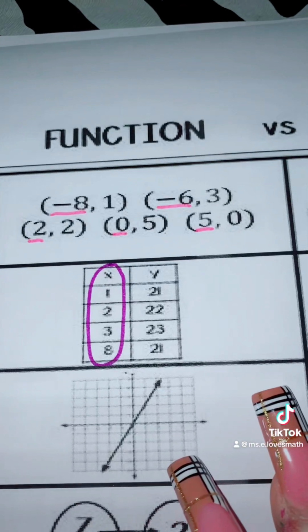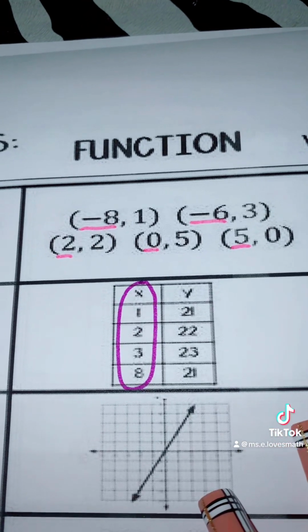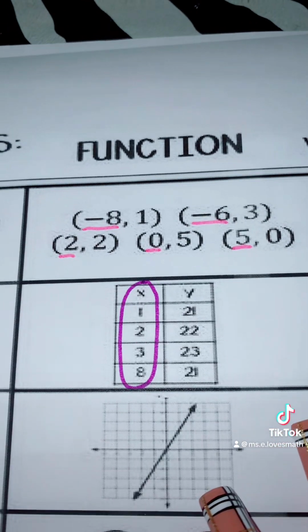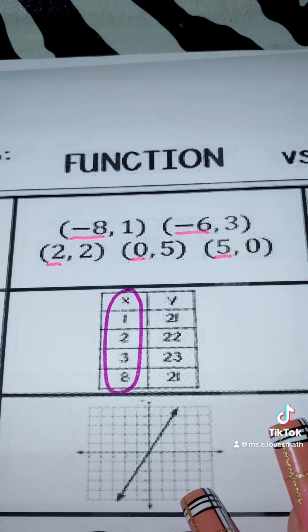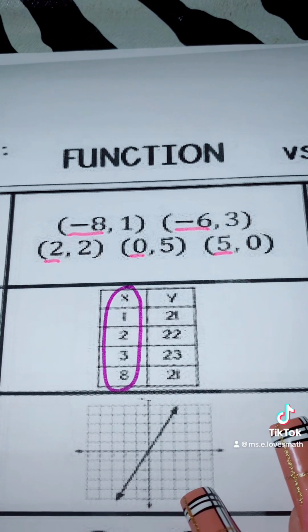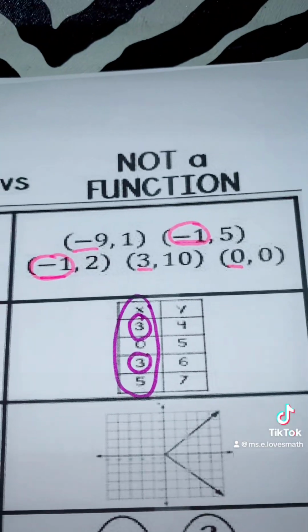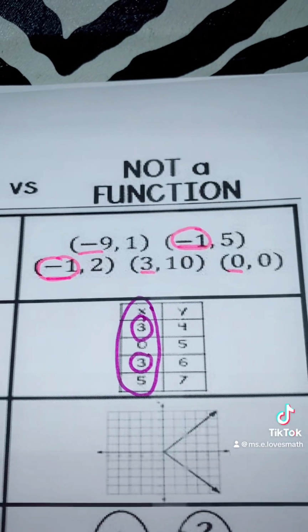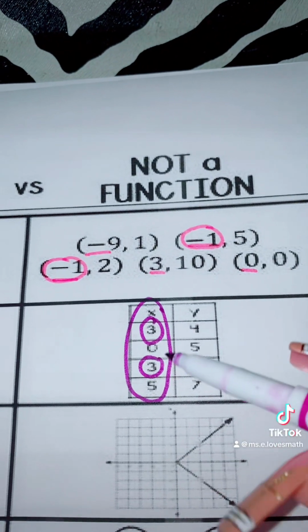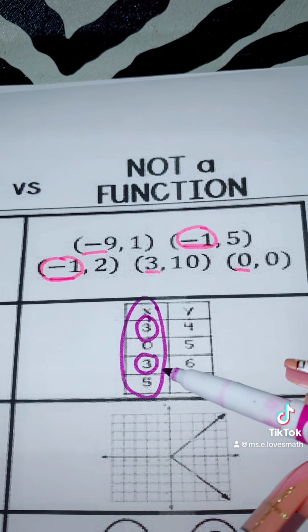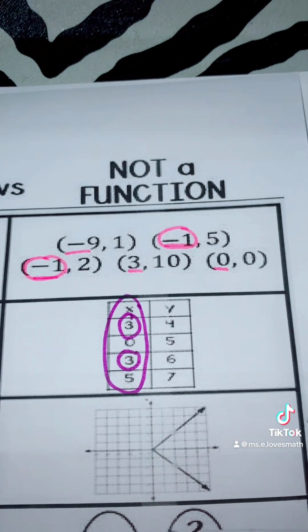Tables. Look at your x values. If none of them are repeated, you are good. It is a function. In a table, look at your x values. If any of them are repeated, like this 3, it is not a function.